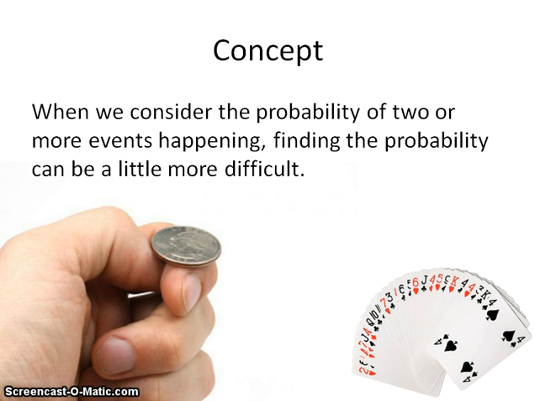Alright, so our concept. When we consider the probability of two or more events happening, finding that probability can be a little bit more difficult. When we look at our example, flipping a coin, whether it lands on heads or tails, but let's say we also needed to draw the four of spades. Well, we could look at that, or we could look at something like flipping a coin or drawing the four of spades. One of them is a lot easier, one of them is a lot more difficult.